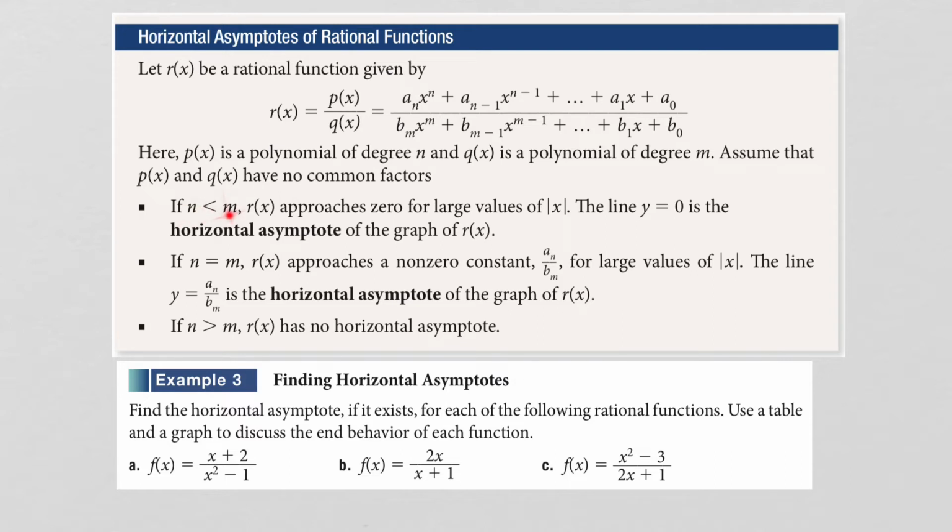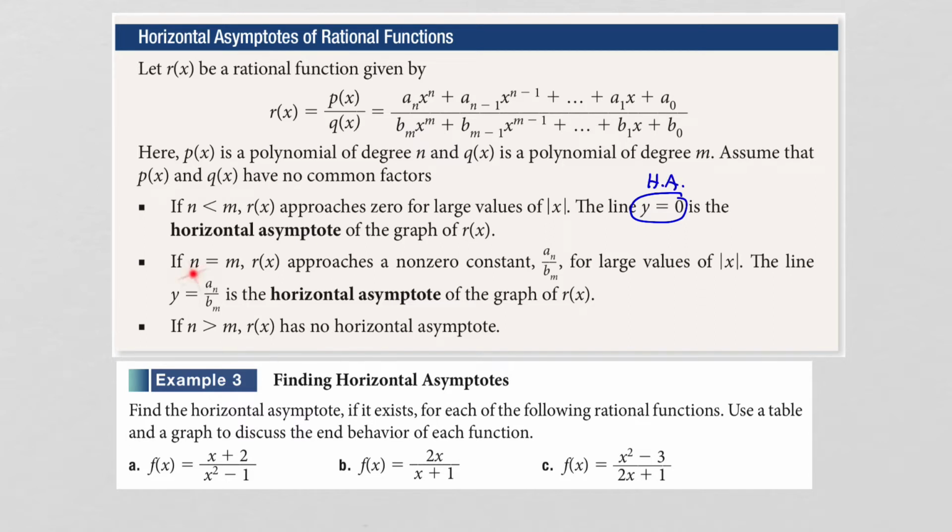If n is less than m, meaning the degree of the numerator is less than the degree of the denominator, then the horizontal asymptote is y equals 0. And they say that r of x approaches 0 for large values of absolute value of x. So that just means as x gets bigger, the y values are getting smaller. So if n is less than m, y equals 0 is the horizontal asymptote.